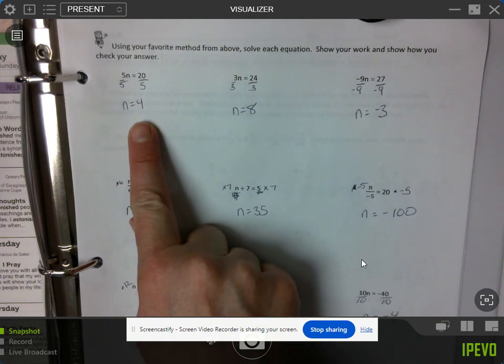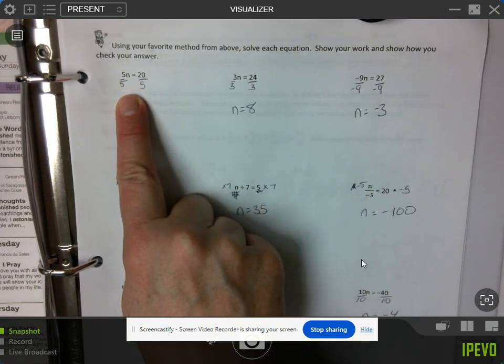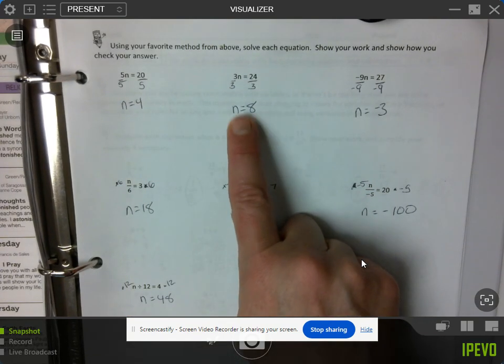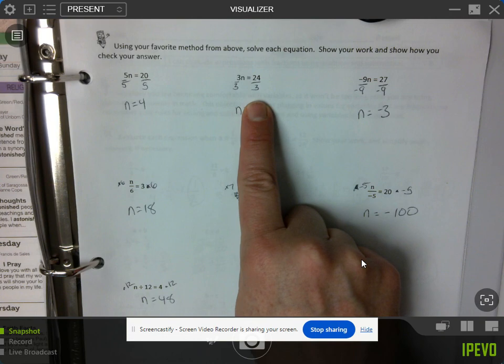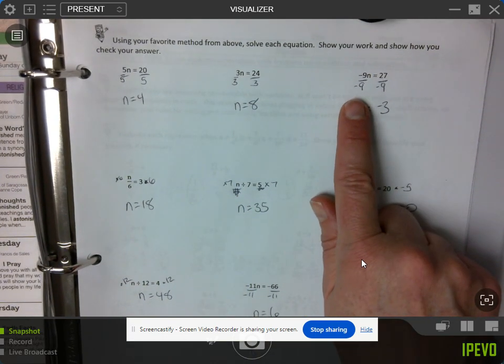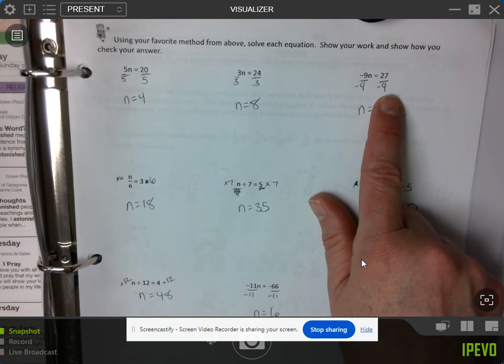So for our first one, we have n equals 4. We had been multiplying, so we had to divide by 5. Then we have n equals 8. We had been multiplying, so we had to divide by 3. And n equals -3. We had been multiplying by -9, so we had to divide by -9.